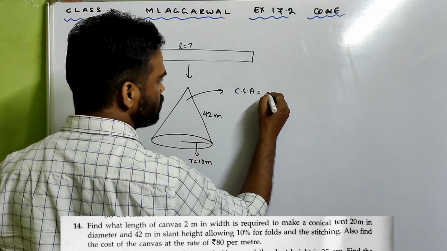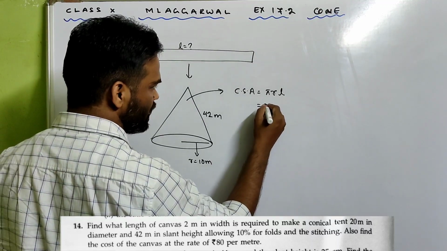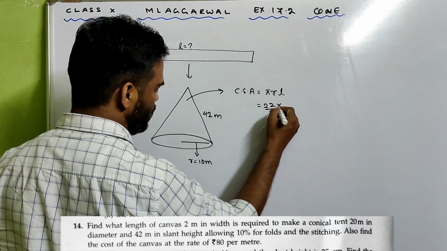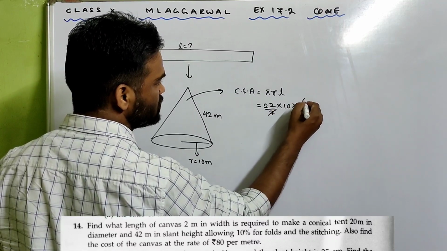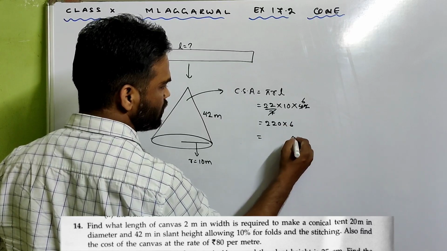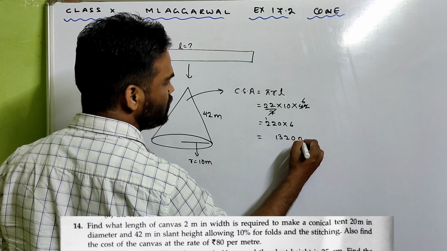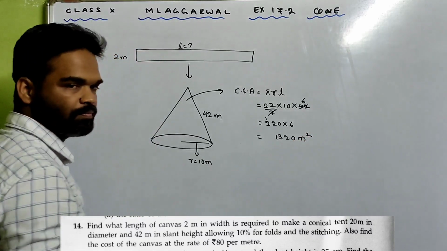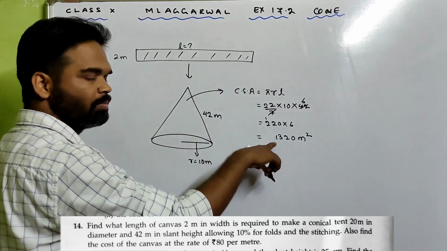Now CSA is what? Pi r l, remember? So that's 22 by 7 multiplied by r is 10, l is 42. 7 1 times, 7 6 times. So that's 220 multiplied by 6, that's 1320 meters square.